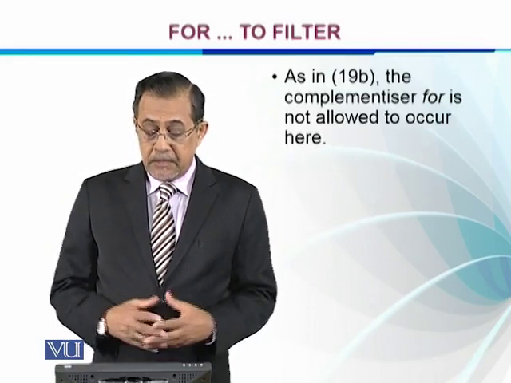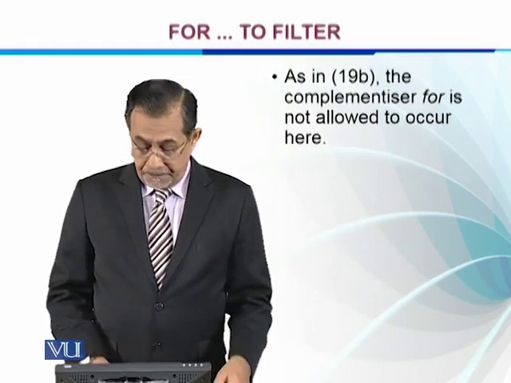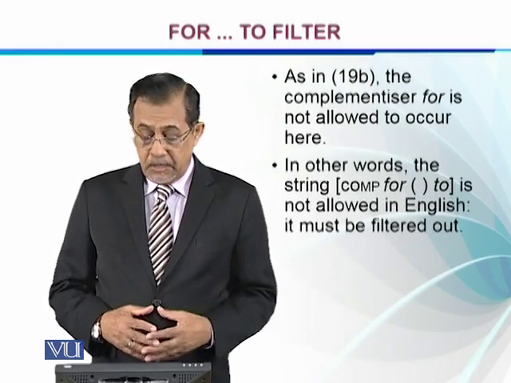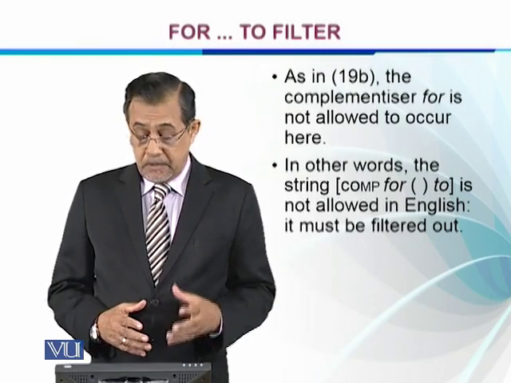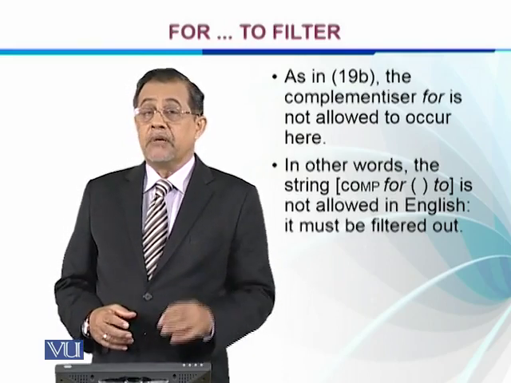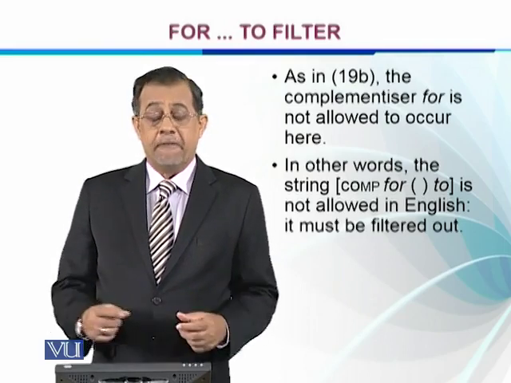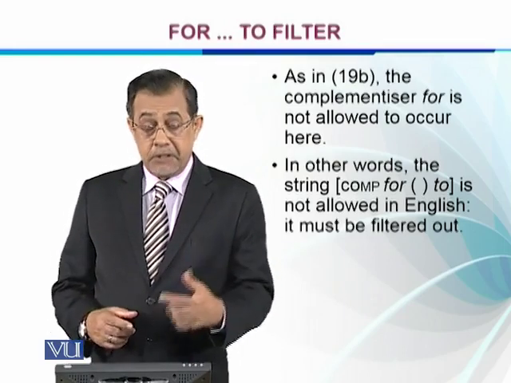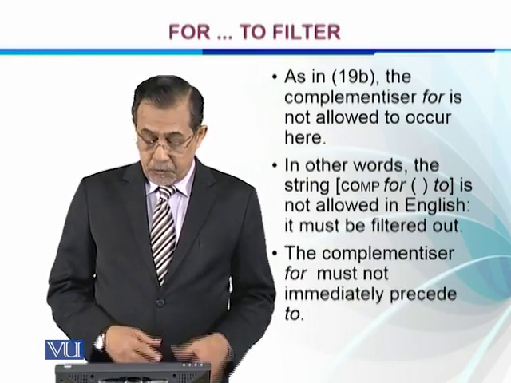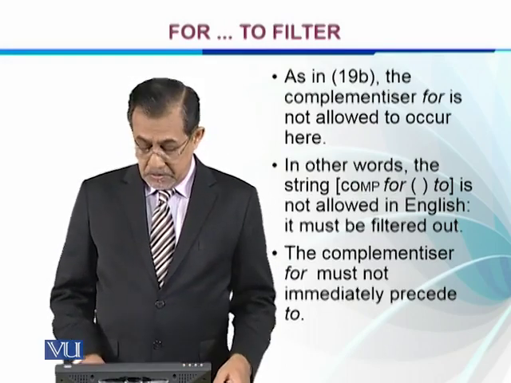So as in 19b, the complementizer for is not allowed to occur here. In other words, the string complementizer for followed by the empty subject position is not allowed in English. So we cannot have a sentence in which we have for, which is a complementizer, in that position. It is not allowed. It is filtered out, right? So the complementizer for must not immediately precede the empty subject.